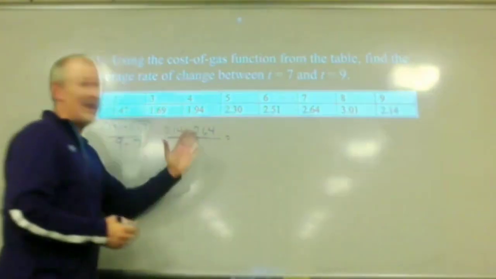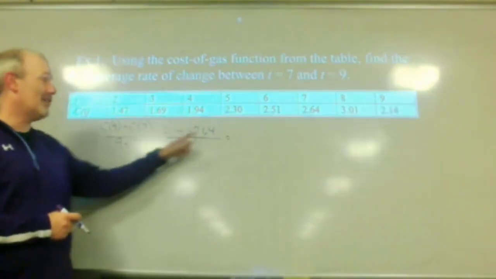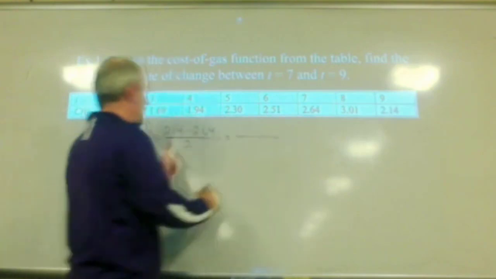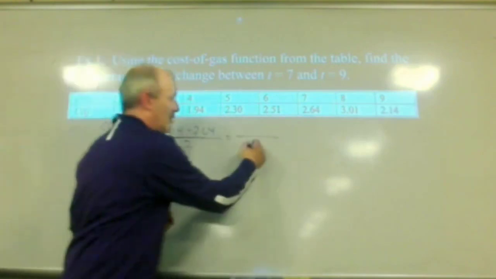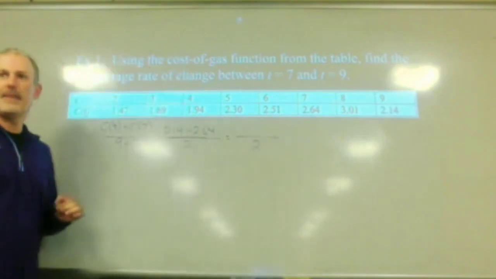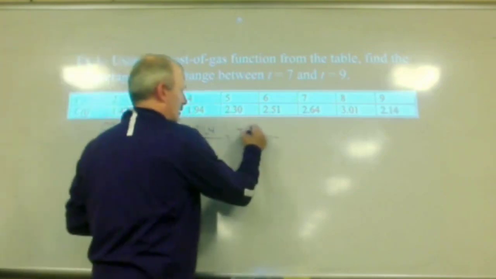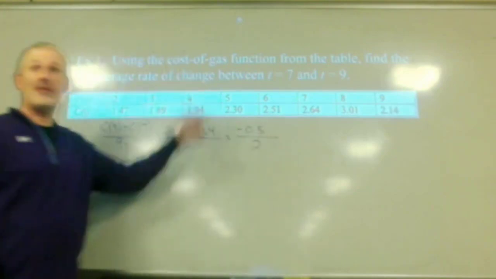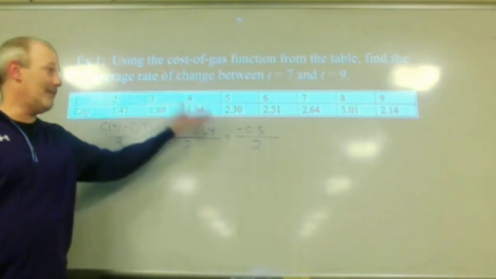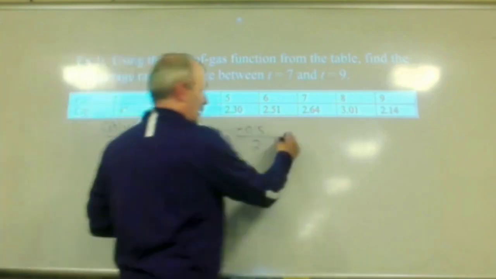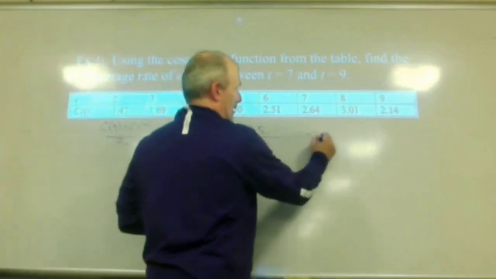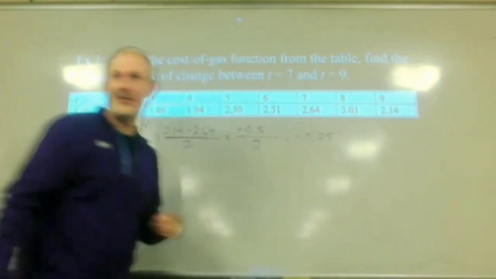Okay. So we need to subtract this. If anybody has their calculator, can you do the top for me there? 2.14 minus 2.64? Negative 0.5. And then we want to divide by 2. So what is negative 0.5 divided by 2? It's negative 0.25.